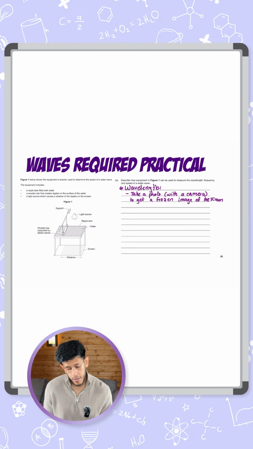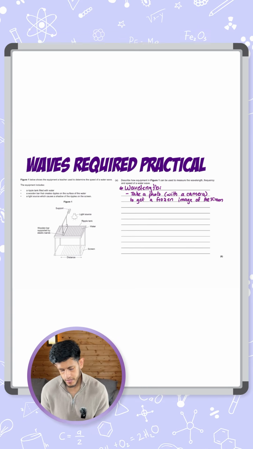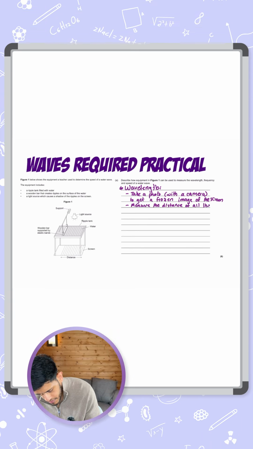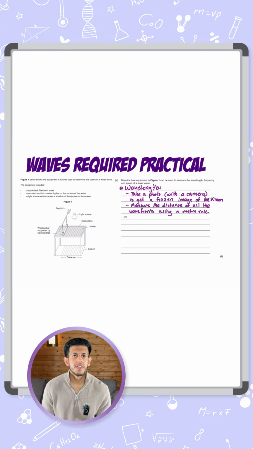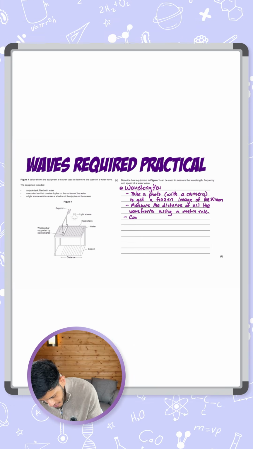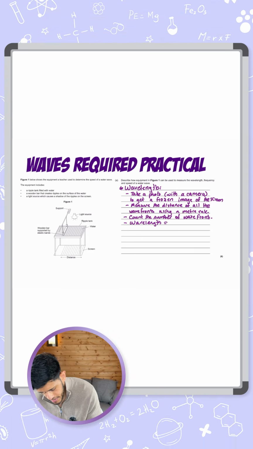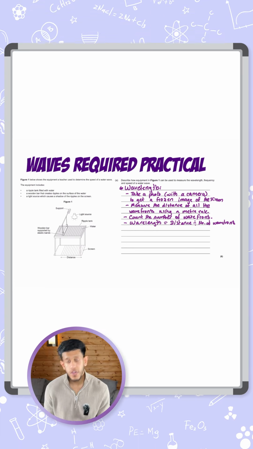We then want to count the number of wavefronts, but to do that first we need to know the distance between all the wavefronts. So we're going to measure the distance across all the wavefronts using a meter rule. Then we want to count the number of wavefronts, and divide the distance by the number of wavefronts to get the wavelength. So count the number of wavefronts, and then I can say wavelength equals distance divided by the number of wavefronts. There we go, so that's for wavelength.